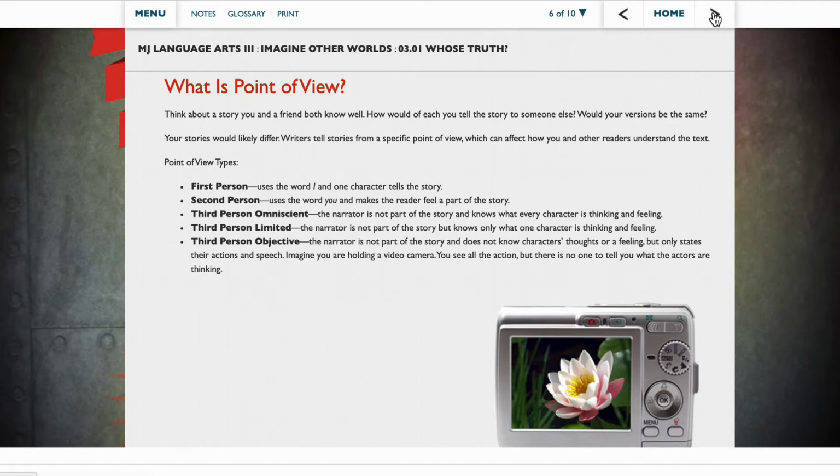And third person objective: the narrator is not part of the story and does not know any character's thoughts or feelings, but only states their actions and speech. Imagine you are holding a video camera. You see all the action, but there's no one to tell you what the actors are thinking.